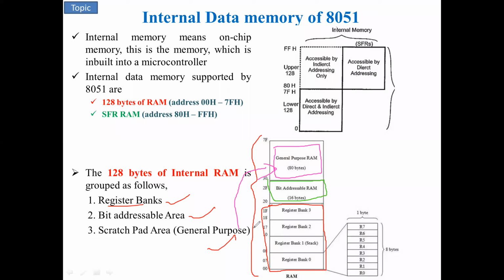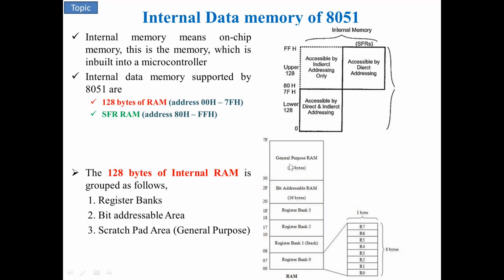Corresponding addresses: from 00 to 1F we have the register banks. From 20 to 2F we have bit addressable RAM. From 30 to 7F we have general purpose RAM. Each bank has 8 registers, that is R0 to R7. Keep in mind, whatever I told, everything you are going to see in a theoretical way.